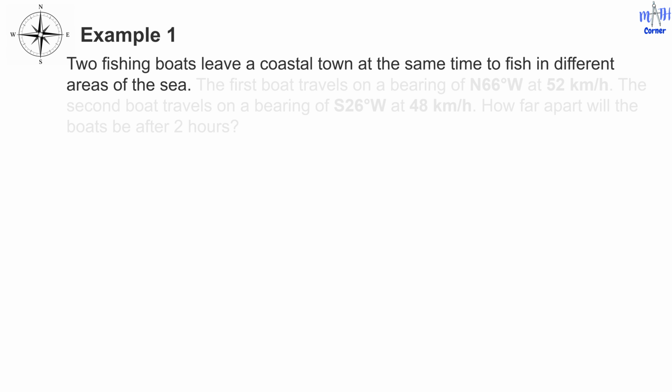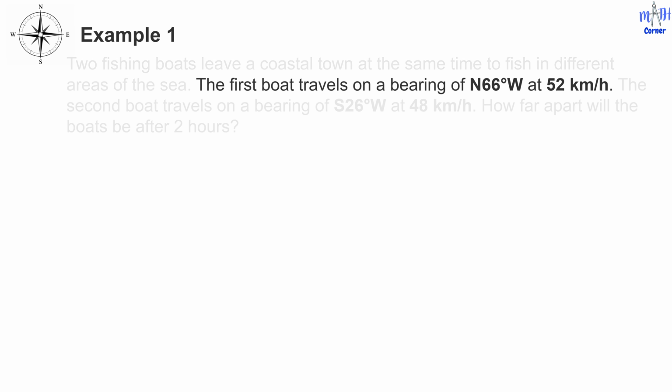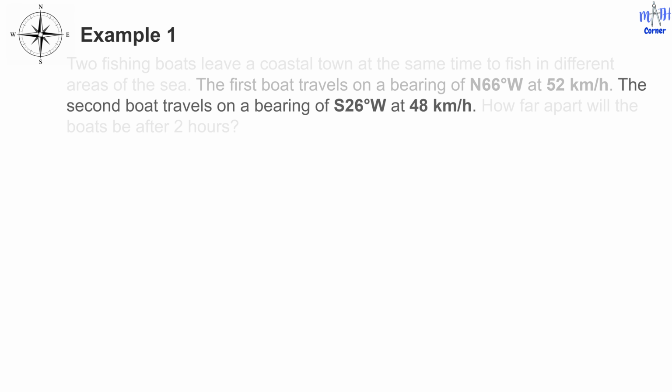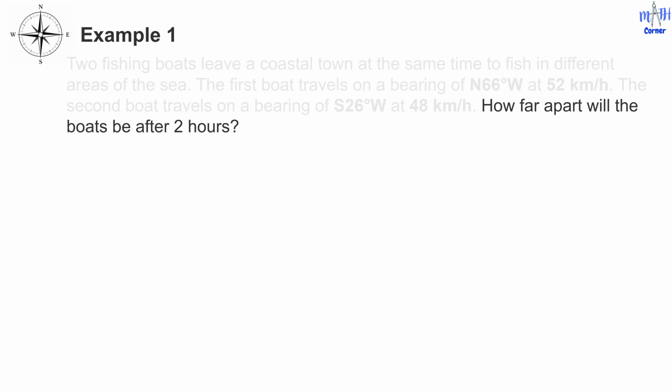Two fishing boats leave a coastal town at the same time to fish in different areas of the sea. The first boat travels on a bearing of north 66 degrees west, at 52 kilometers per hour. The second boat travels on a bearing of south 26 degrees west, at 48 kilometers per hour. The question is, how far apart will the boats be after 2 hours?